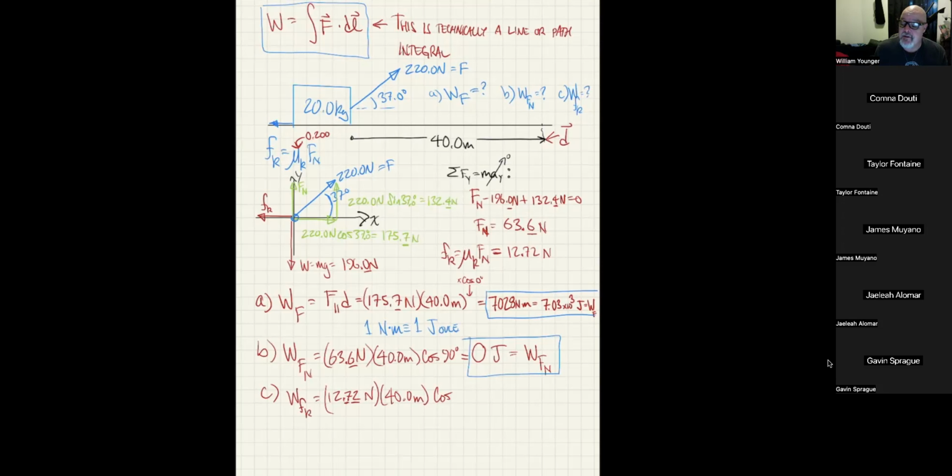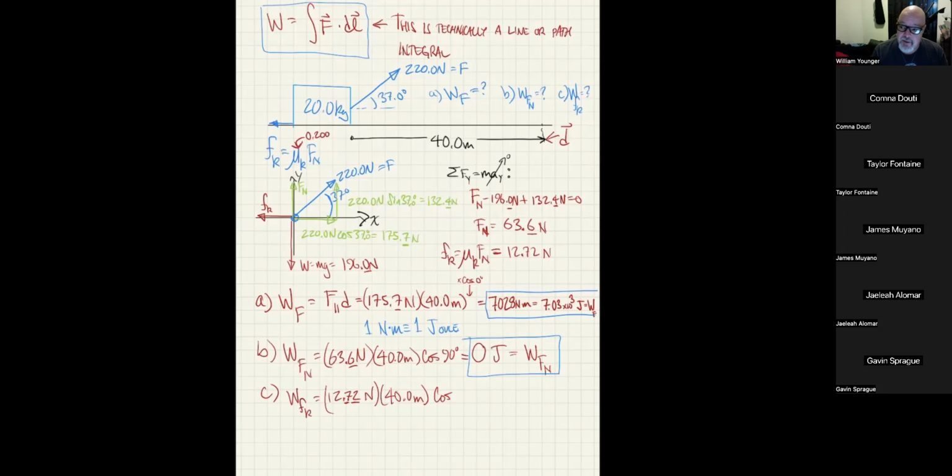Remember, they got to be tail to tail. Zero. Almost. So remember, the normal, the D vector points from left to right, whereas the friction force points from right to left. So they're actually 180 degrees, not 0 degrees.